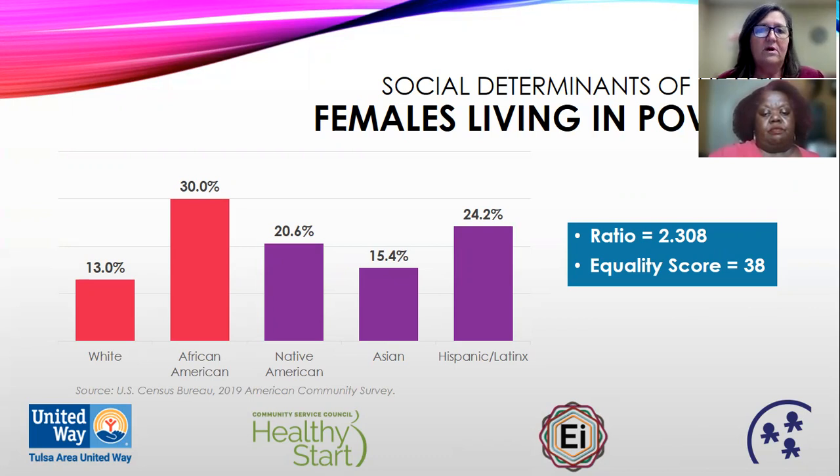Beyond that disparity for all women, women of color experience poverty at greater levels than do white women in Oklahoma. African-American females have the highest rate of poverty in Oklahoma at 30% compared to white females at 13%. This means that African-American females live in poverty at a rate that is 2.3 times that of white females. Comparison of these two populations gives us an equality score of 38 out of 100.